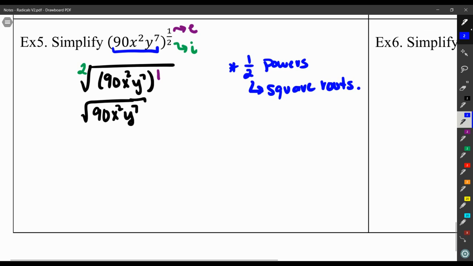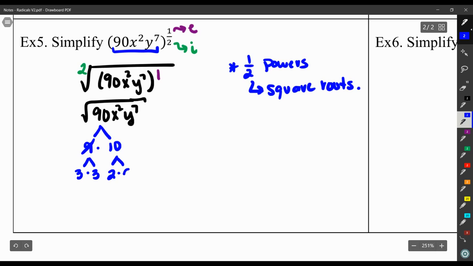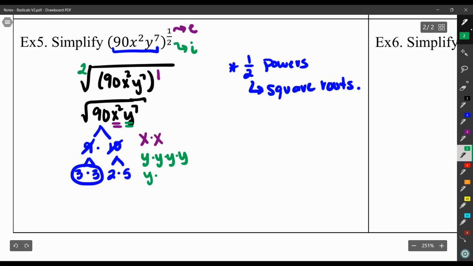Well, now we ask, how do we simplify this? We're going to pretend the variables aren't there for just a bit. Let's work with 90 just like we did all day. 9 can be broken down into 3 times 3, and I can break down 10 into 2 times 5. We want pairs of numbers because of the index of 2, so we have a pair of 3s. However, there are variables over here. x squared is really x times x, and y to the 7th is really 7 y's all multiplied together. Because we're still looking for pairs, there's a pair of x's. And how many pairs can I make from the y's? I can make 3, and there's still 1 left over.